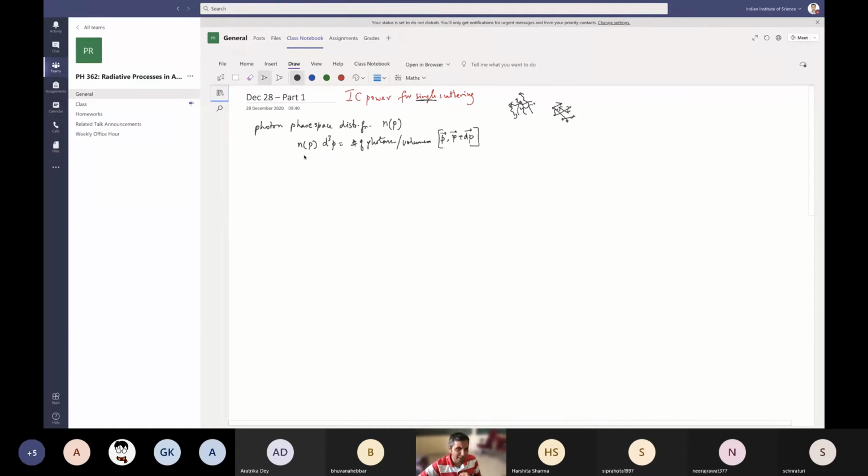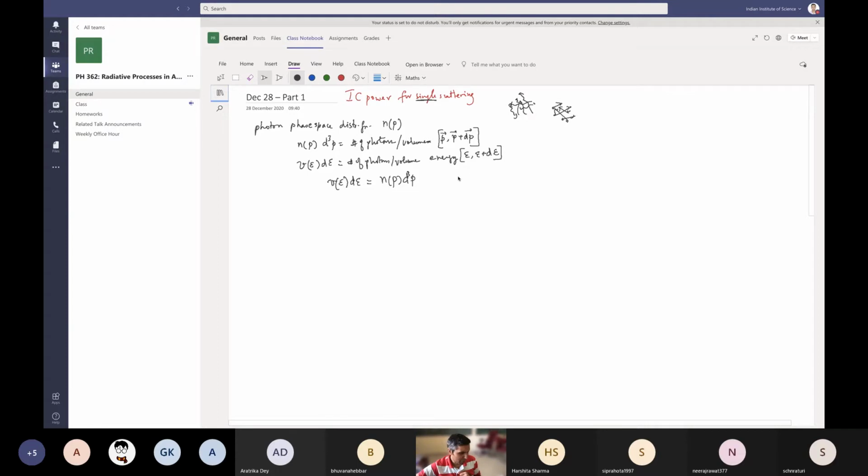Right, and we actually have another related thing which we call n_epsilon d epsilon, which is equal to the number of photons per unit volume with energy epsilon to epsilon plus d epsilon. So this is all in the lab frame. And there is a one-to-one mapping between energy and momentum, E equals pc. So n_epsilon d epsilon is equal to N_p d3p. This is the relation between n and N_p.